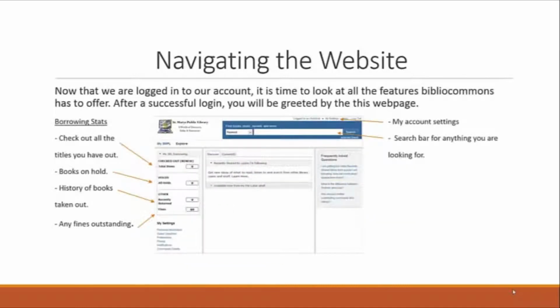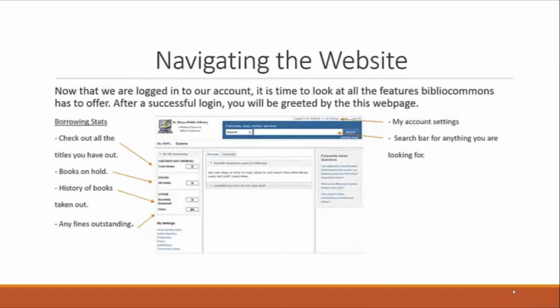Next thing is that we gotta navigate the website. It looks like there's a lot to take in at first when you see all those arrows, but it's actually not that bad. The first thing we're going to dissect is on the left hand side, all your library statistics. The first thing is the total items, so how many pieces of material do you have out? In this case we don't have any out, so it shows 0. Second aspect is the holds. How many books do you have on hold? We're going to talk about how you can hold a book online on Bibliocommons. In our case, we don't have any on hold.